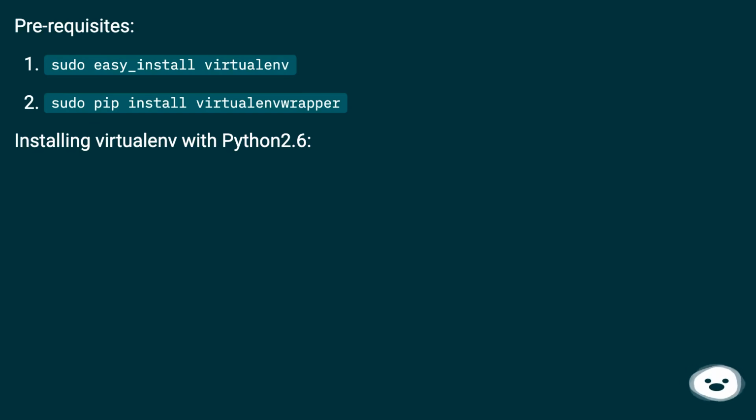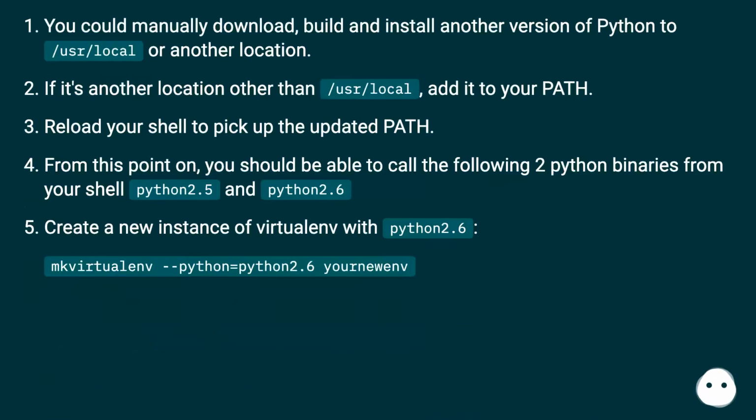Installing Virtualenv with Python 2.6. You could manually download, build and install another version of Python to /usr/local or another location. If it's another location other than /usr/local, add it to your path. Reload your shell to pick up the updated path.